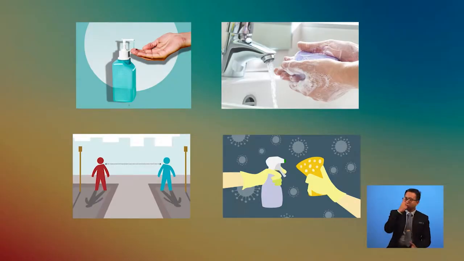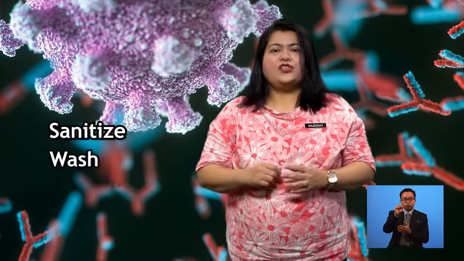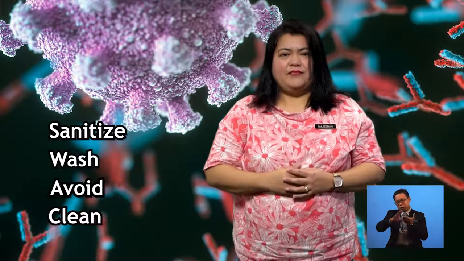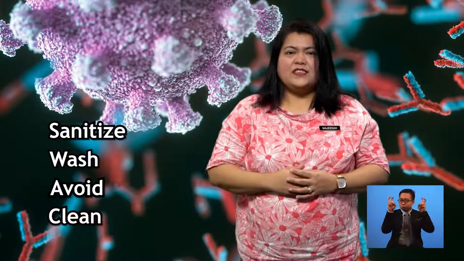When discussing a topic, try to recall information that you remember from your reading or real-life experiences. This can help you when you write. Let us look at what these pictures tell us. For each picture, remember to think of the verbs related to them. Verbs like sanitize, wash, avoid, and clean are essential in this topic. Here are the first two pictures.